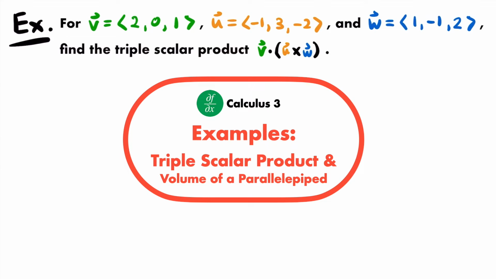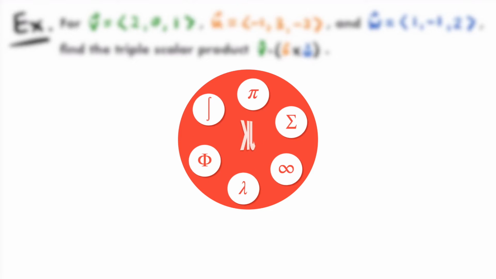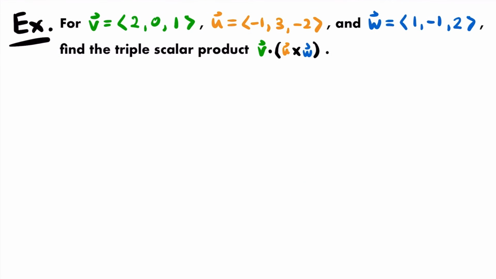Welcome back. Let's practice using the triple scalar product. All right, so here's our first example. We have vector v, vector u, and vector w, and we want to find the triple scalar product involving those three vectors.